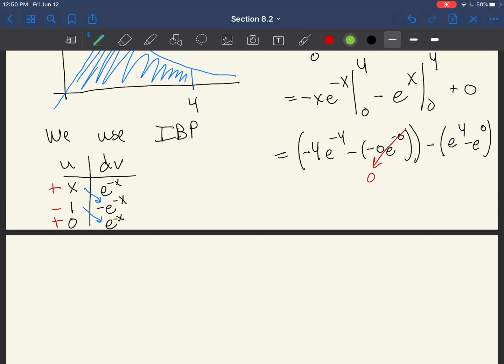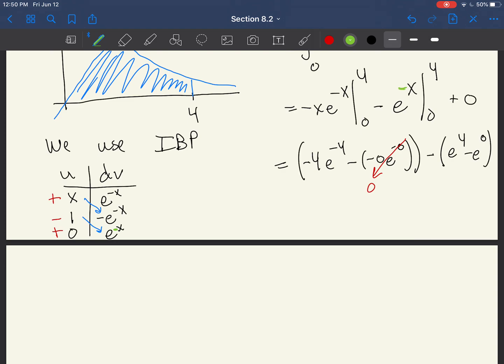Sorry, I forgot a negative sign. Let's do it in green. When I integrated dv, the last one should have a negative sign. So it should be a negative sign there, negative sign there.